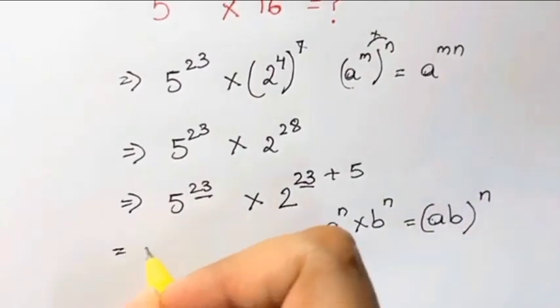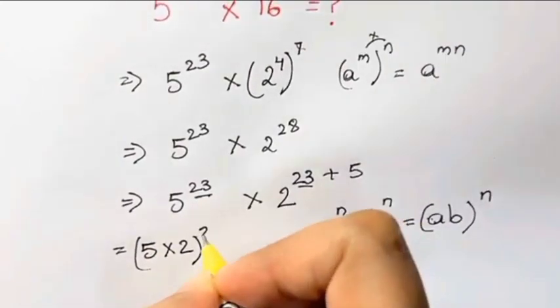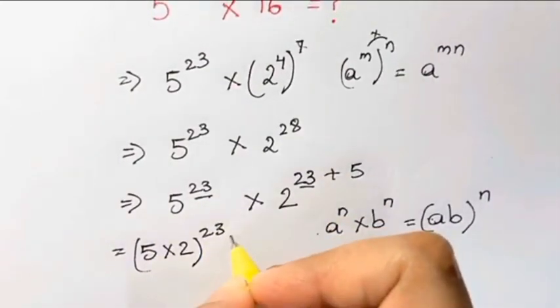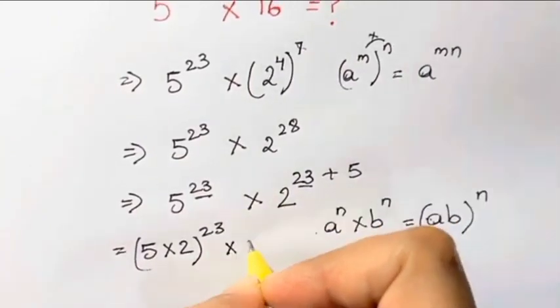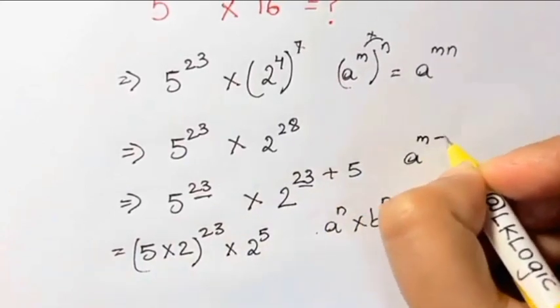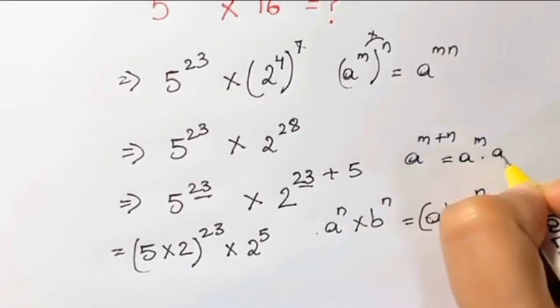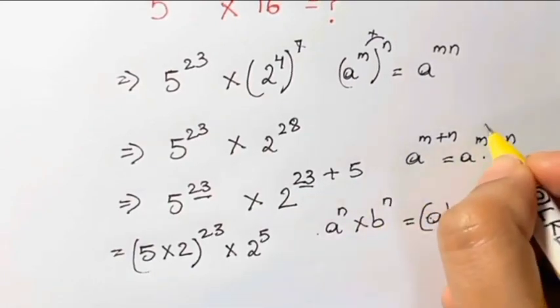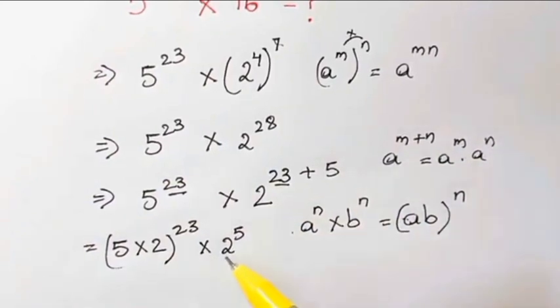So let's write it down. So we have 5 times 2 whole to the power of 23. And here we have 2 to the power of 5. Whenever you have a to the power of m plus n, you write it like this: a to the power of m times a to the power of n. So I've already taken a to the power of m here, and a to the power of n is here.